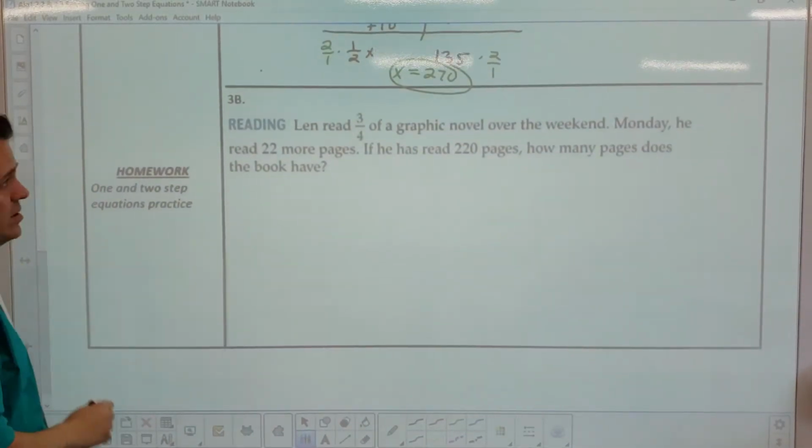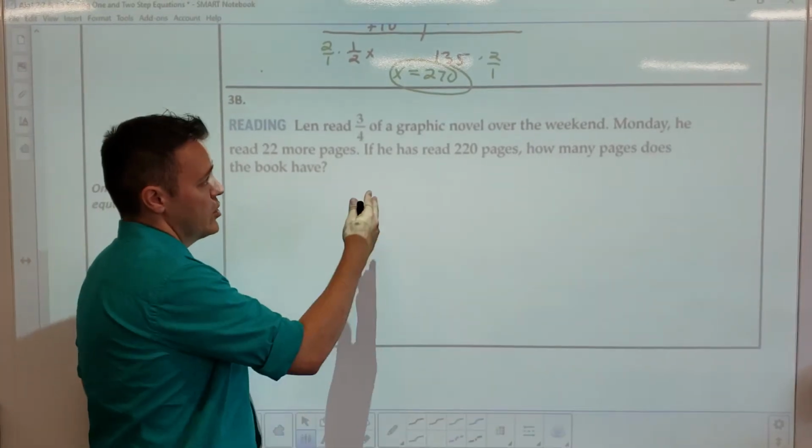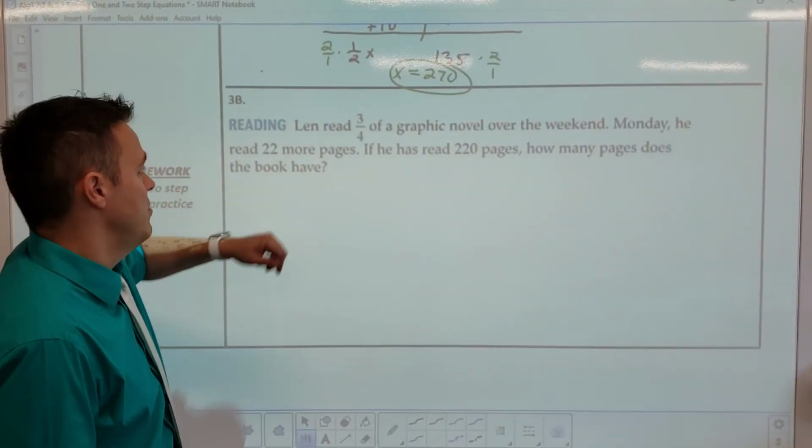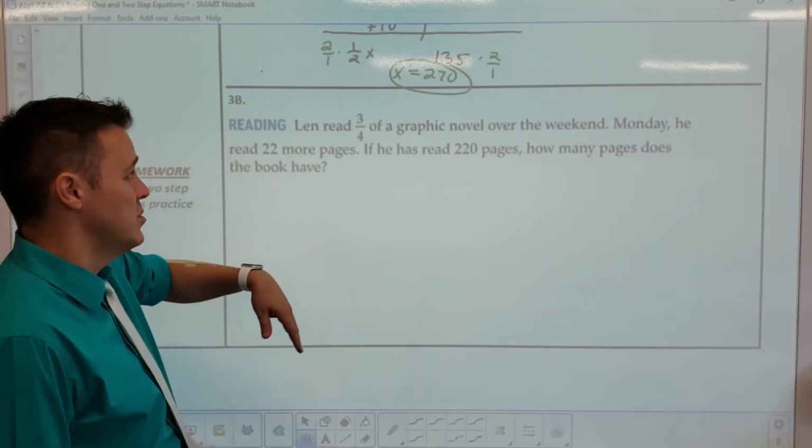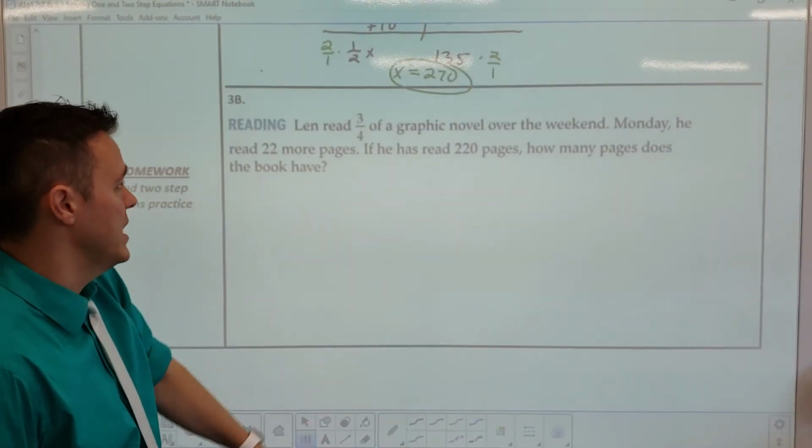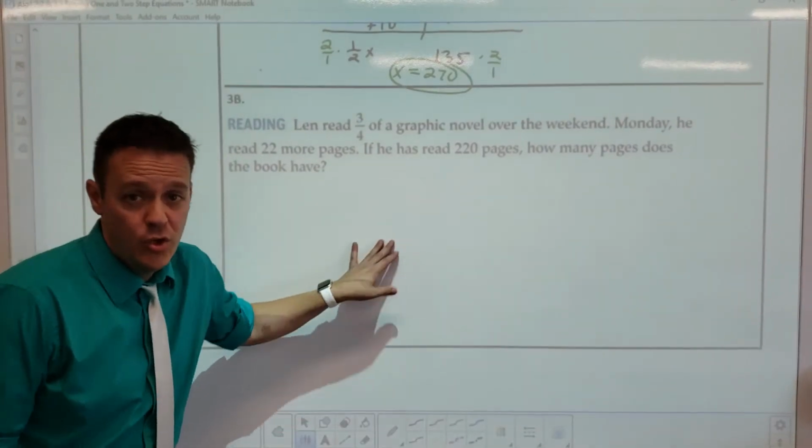Len read 3/4 of a graphic novel over the weekend. Monday, he read 22 more pages. If he read 220, how many has he done? You guys try this one.